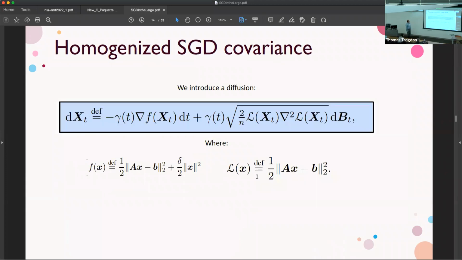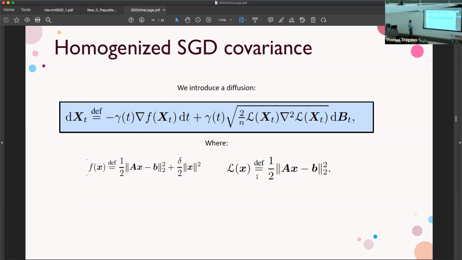Okay, so that leads me to introduce homogenized SGD. This is a process which you can take as a high dimensional equivalent of SGD, and I'll formalize the statement in a second. It is a stochastic differential equation. It has a mean term. And the mean term, well, this F was the objective function that I was minimizing. So this is the full least squares problem with an L2 regularizer. And this is the empirical risk, so it's just this, but dropping the regularizer.